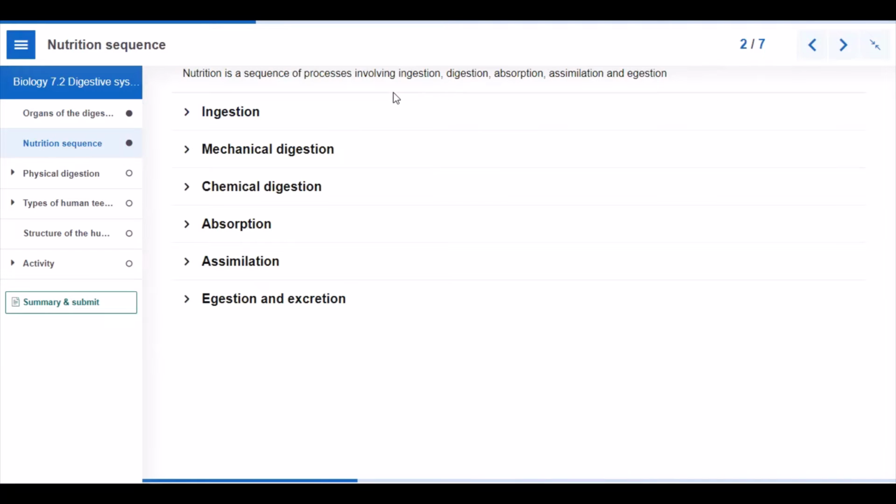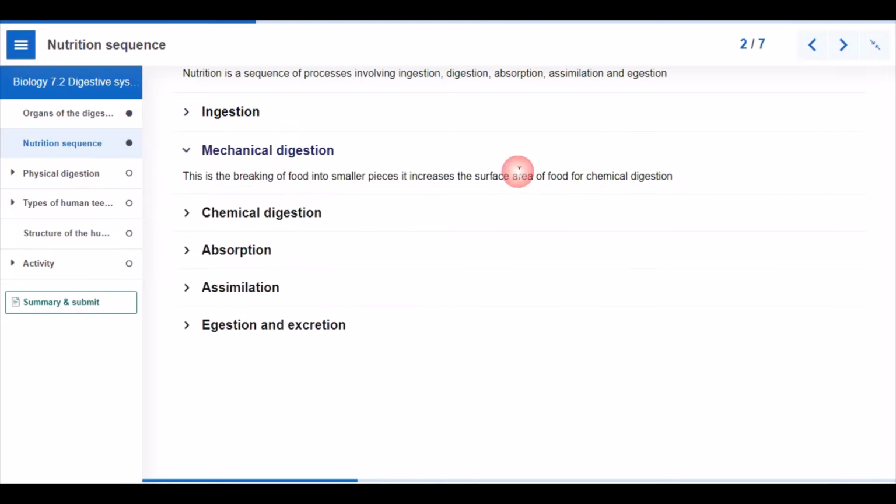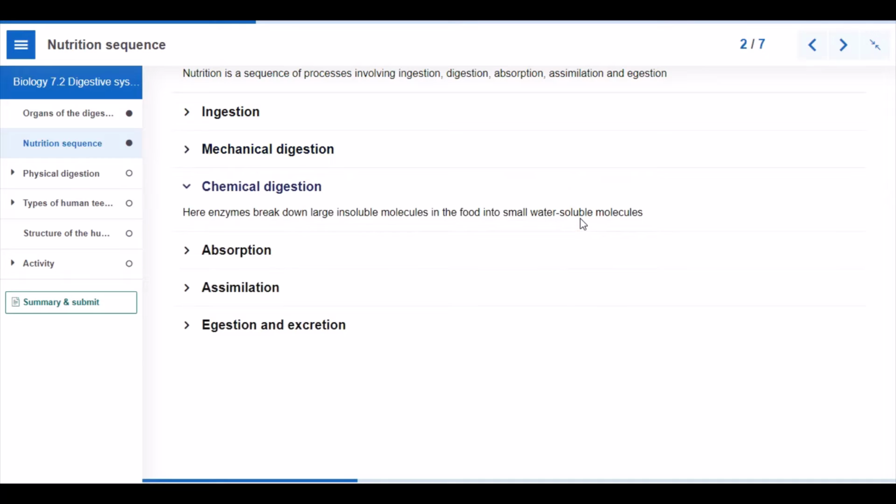Nutrition is a sequence of processes involving ingestion, digestion, absorption, assimilation, and egestion. Ingestion is the taking in of food and drink into the body for the gut to work on, and this involves mainly the mouth and the esophagus. Mechanical digestion breaks the food into smaller pieces to increase the surface area of food for chemical digestion. Chemical digestion, here the enzymes break down large insoluble molecules in the food into smaller water soluble molecules.